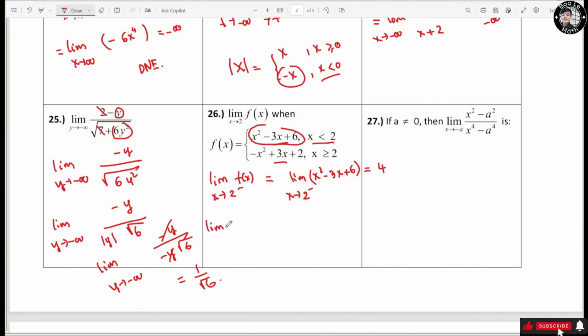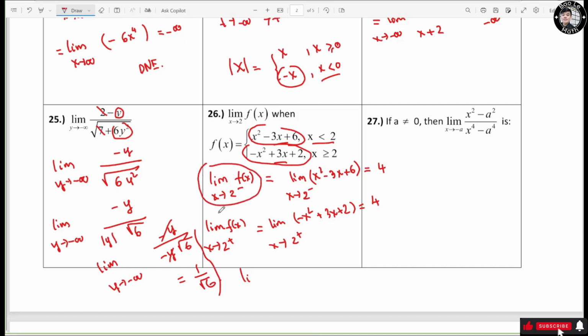Now, the limit of f of s when s approaches 2 plus, we're going to use the bottom piece right here. So it's the limit of negative s squared plus 3s plus 2 when s approaches 2 plus, which is going to be 4. So the limit from the left equals the limit from the right. Look, then the limit of f of s when s approaches 2 equals 4.